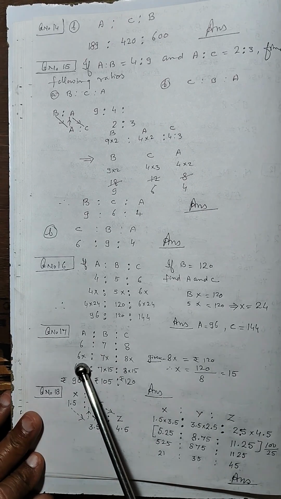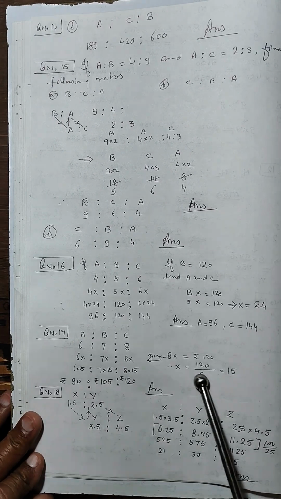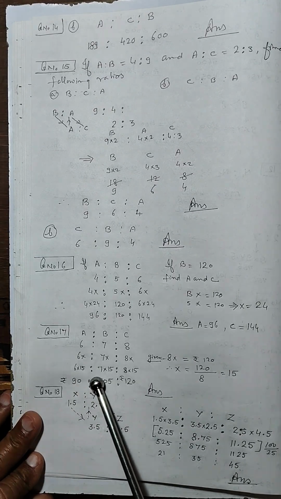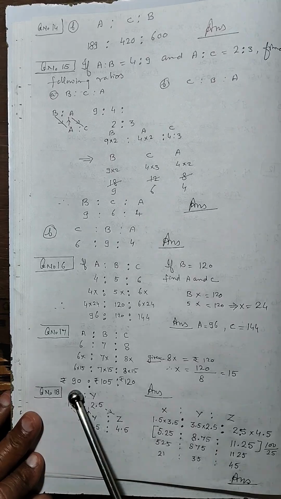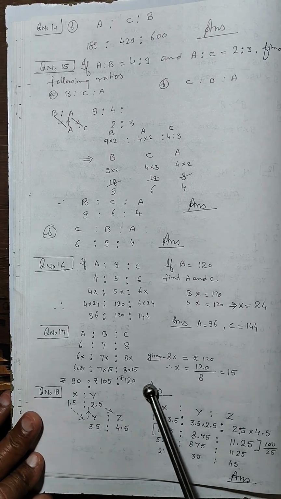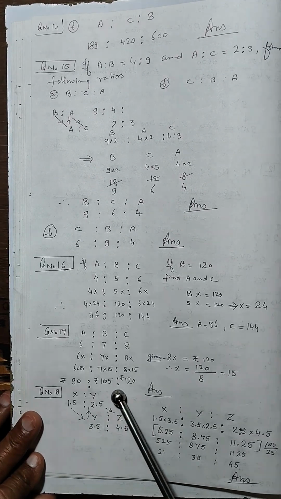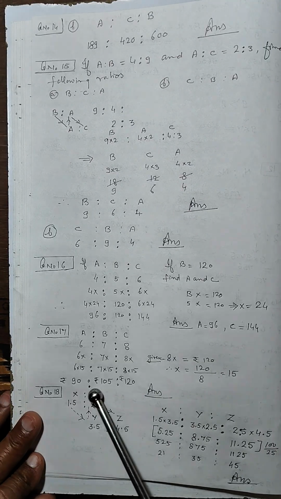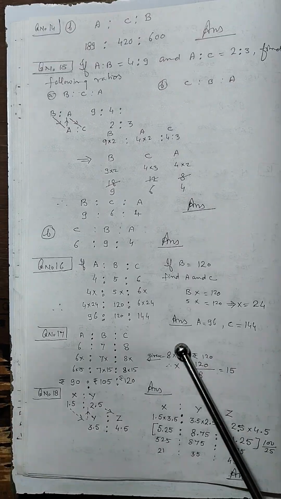X will be multiplied to all the terms. See here, the 6x, 7x and 8x. Its value is already given, that is 120. Here 6 into 15, 7 into 15 and 8 into 15. Here you will get 90, 105 and 120. So these are the values, because we have to find the value of A and B, that is 90 and 105.